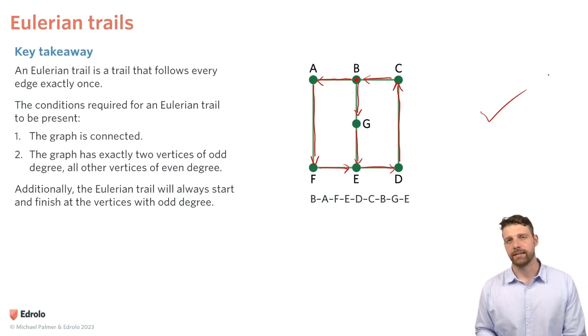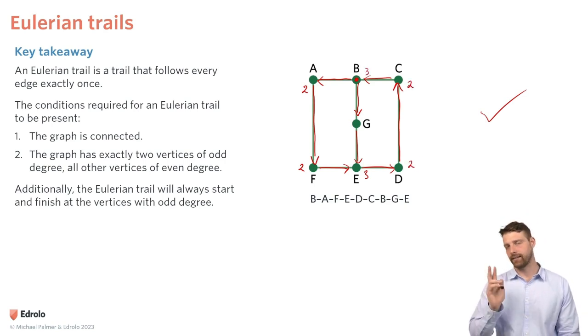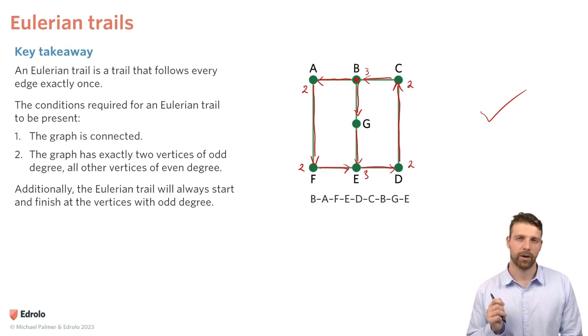One thing about the degrees here. If we go across and we count the degrees of the vertices, I'm going to put that down here. There's 2 edges coming out of that vertex. There's 2 coming out of F, 3 coming out of E, 2 coming out of D, 2 coming out of C, and 3 coming out of B. Notice that exactly 2 of the vertices have an odd degree. That's 3. And that's important.